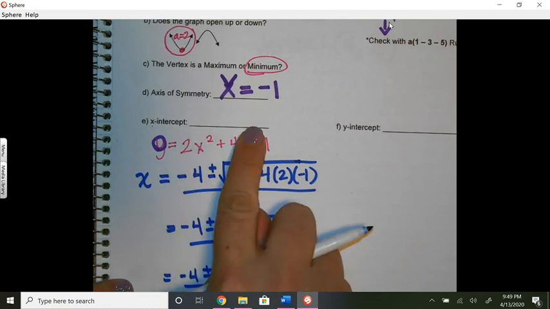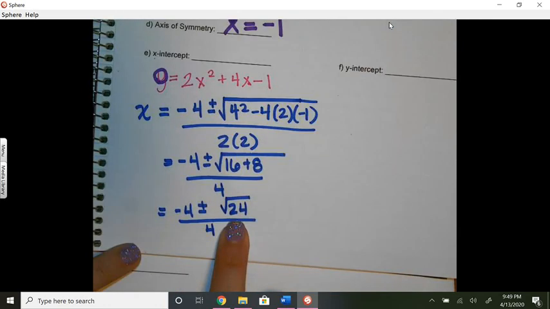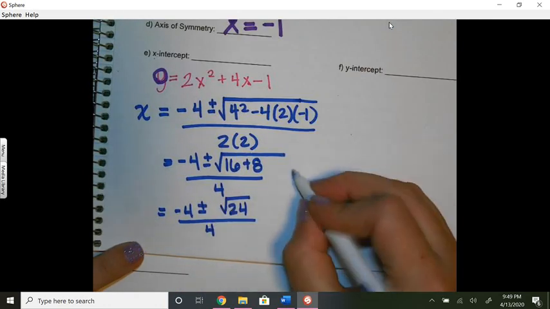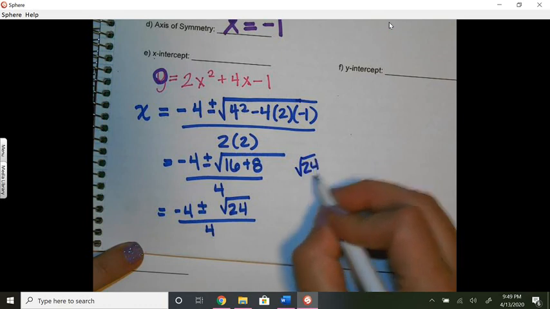Doesn't say to leave our answer as a decimal, so we're going to go ahead and simplify the square root of 24, just like we learned how to do last chapter.